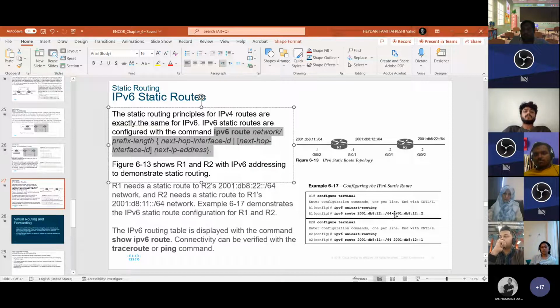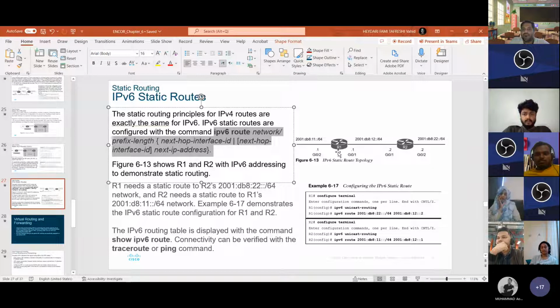Unlike IPv4, where you say 255.255.255.0, basically showing the subnet mask in dotted decimal notation, with IPv6 we use prefix length notation, which comes in the form of a slash notation. So /64. And then you specify the next hop, which is the IPv6 next hop address.